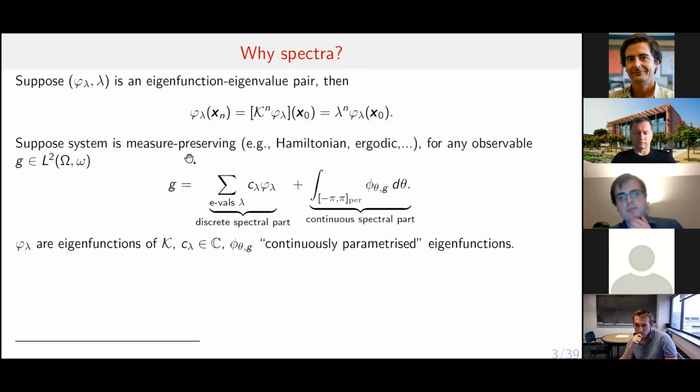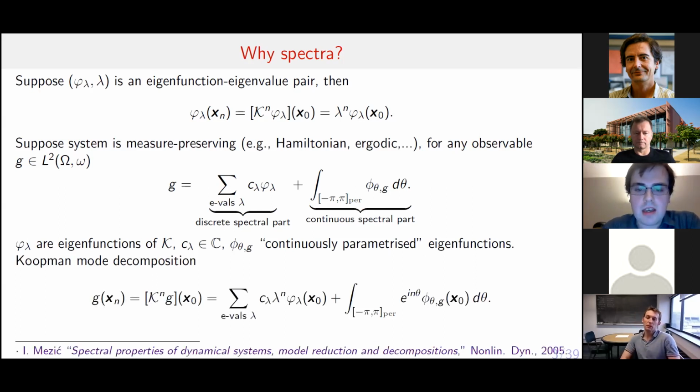You can do this if your system is measure preserving, for example if it's Hamiltonian or ergodic. These are eigenfunctions; you have a sum here, which might be infinite, and then a continuous component with an integral over an angle theta. You can view these as a continuously parametrized set of eigenfunctions. And this exactly gives you the Koopman mode decomposition.